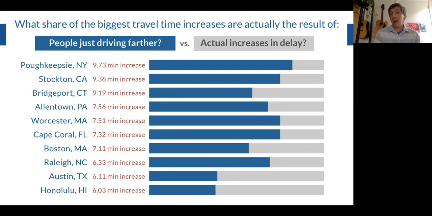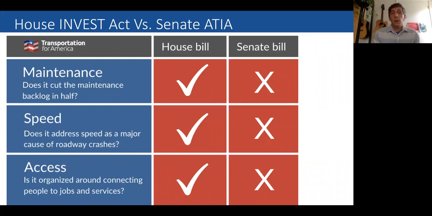Next slide, please. So on Capitol Hill, you may have heard there's legislation moving. The current law that I talked about earlier, the FAST Act, is expiring. And so the House has passed what's called the INVEST Act. And one of the many Senate committees with jurisdiction over this issue has passed ATIA, the America's Transportation Investment Act. From my organization's perspective, the House bill satisfied all of our requirements, maintenance, safety over speed, and access, and the Senate bill does not.